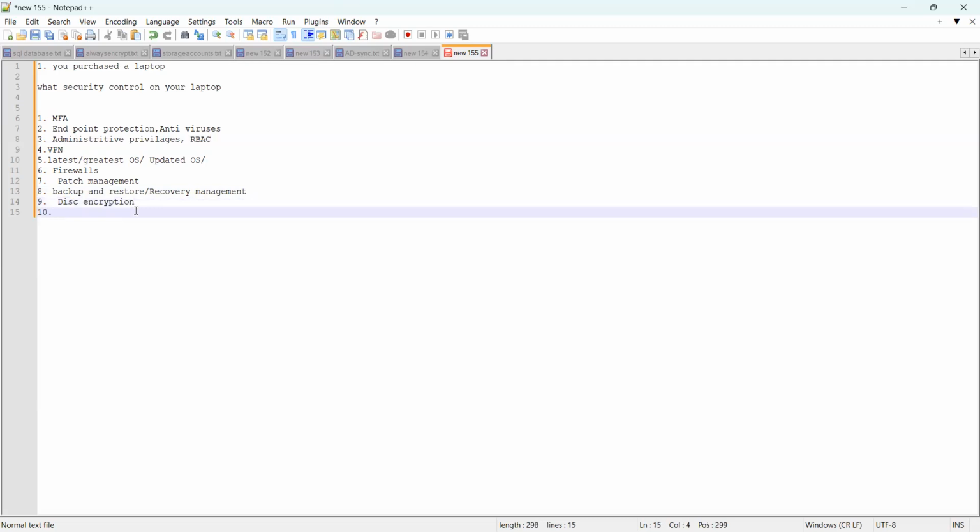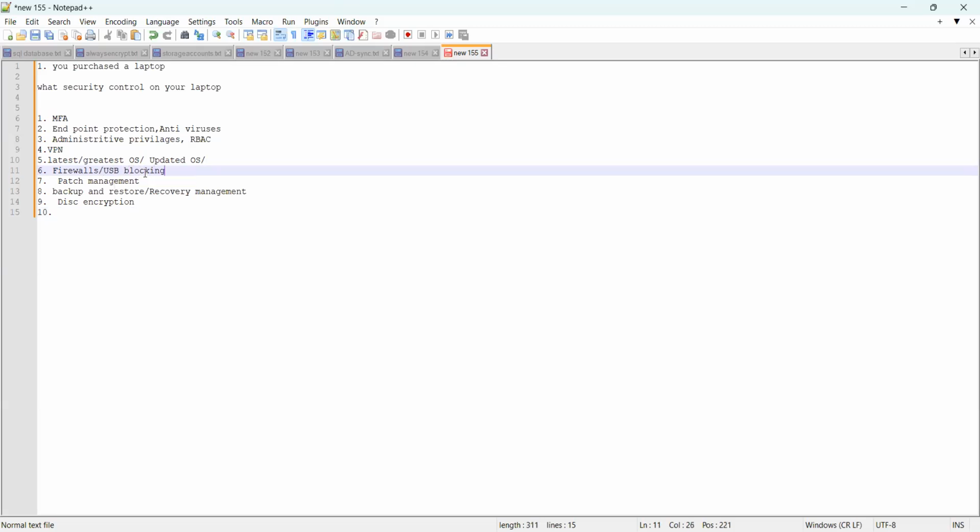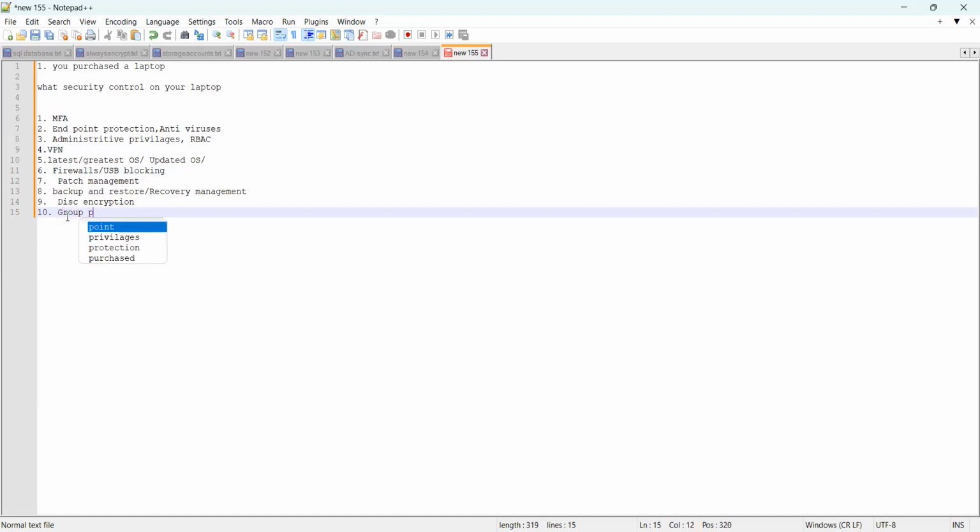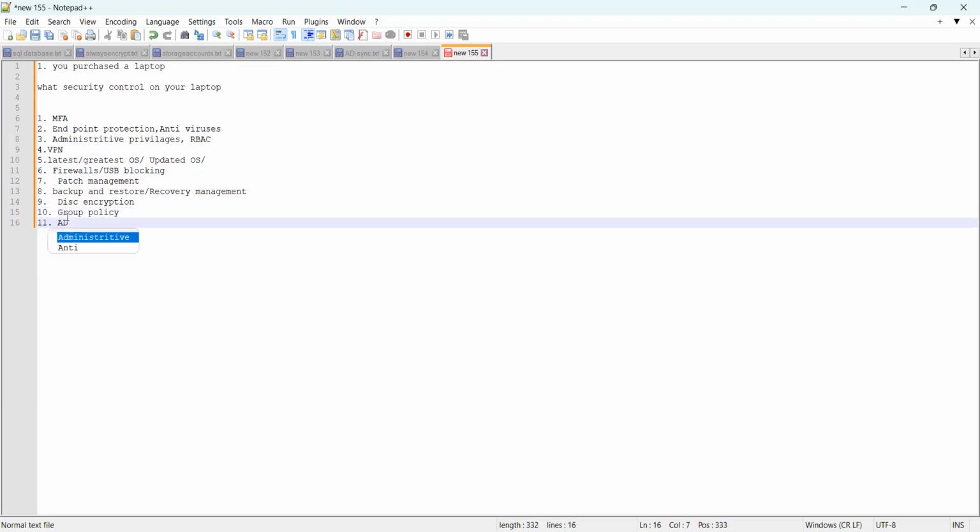What else? Firewalls, right? In organizations, they don't allow you to use USB to upload and download data. It's kind of a firewall, right? USB blocking. Group policies, I mean, they enforce the same, administrative. Yeah, group policy, correct. Active Directory, domain controller. Okay, that is one thing. And what else?